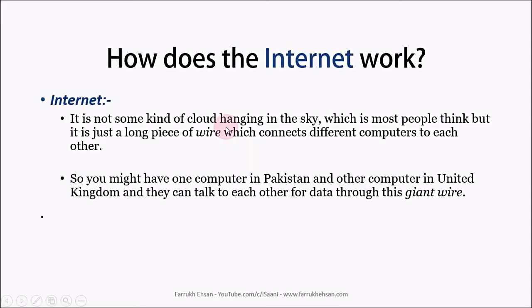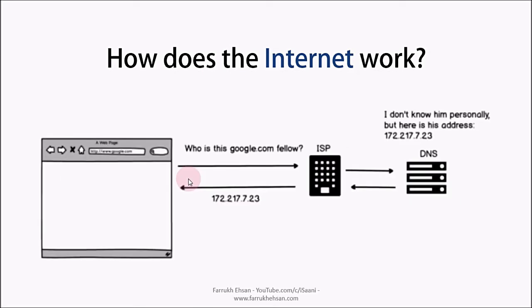So the first concept that we are going to discuss is how does the internet work. But before that, we should understand what the internet actually is. The internet is not some kind of cloud hanging in the sky, but a network of computers which are connected to each other by a giant wire to share information. Okay, so you might be sitting in Pakistan and the computer with which you want to talk might be in the United Kingdom. If they are connected on the internet, then you can share information from Pakistan with the computer in the United Kingdom. So the next question is, how does the internet work?